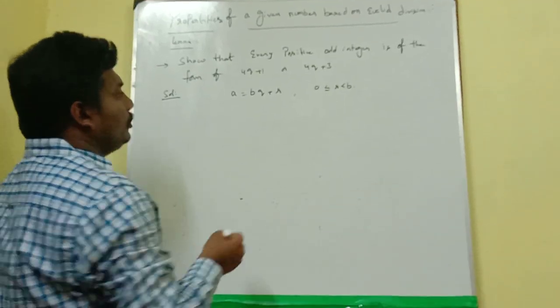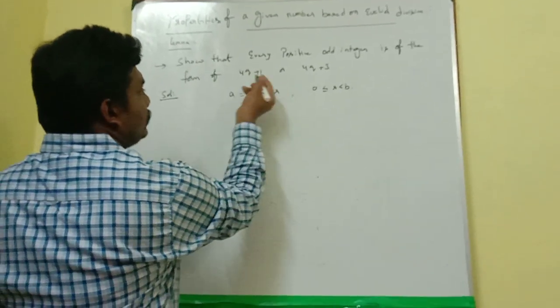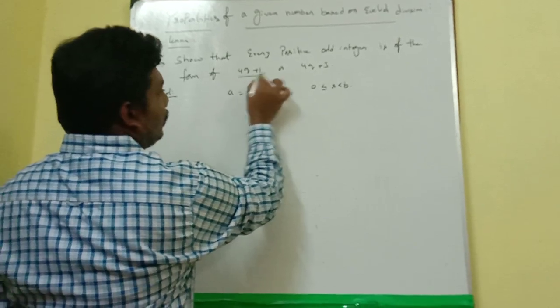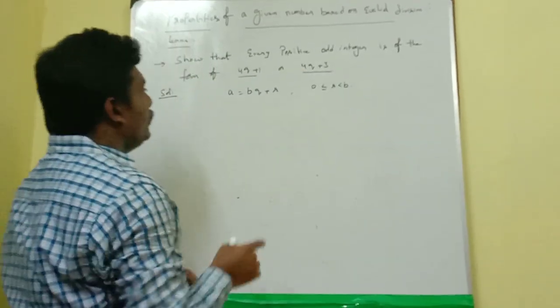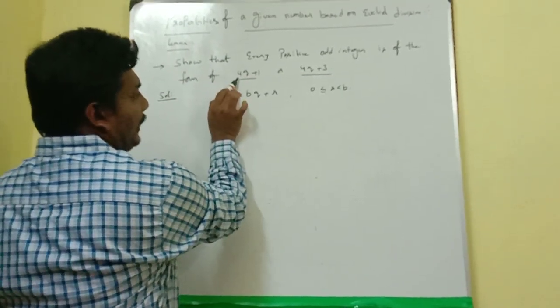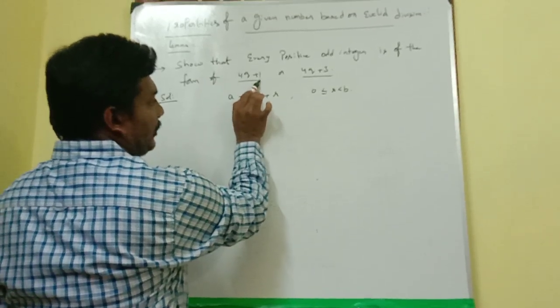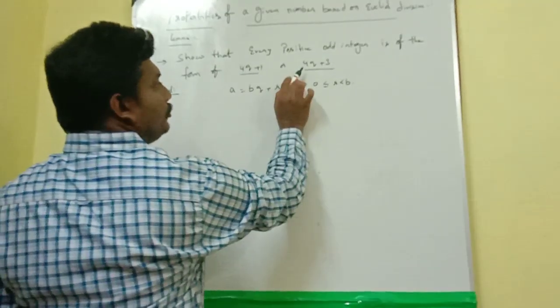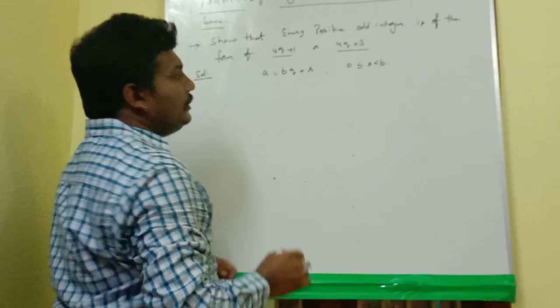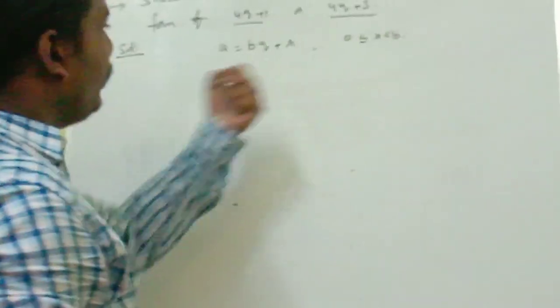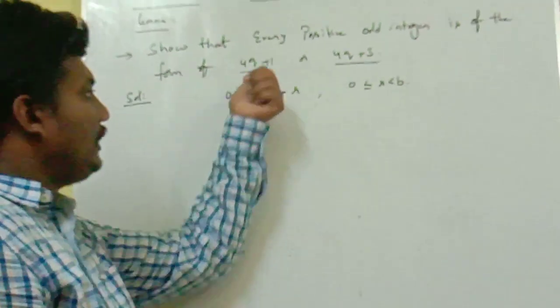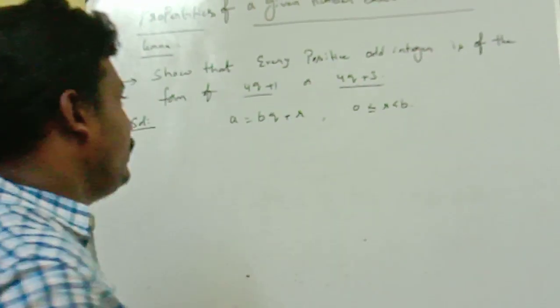Here, according to the problem, we have 4q plus 1 and 4q plus 3. That 4 looks like a divisor and 1 is a remainder. Here also 4 looks like a divisor. That's the reason why we are going to consider the divisor as 4 in this problem.